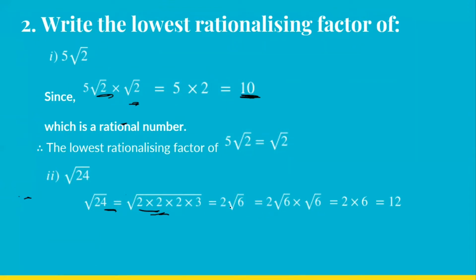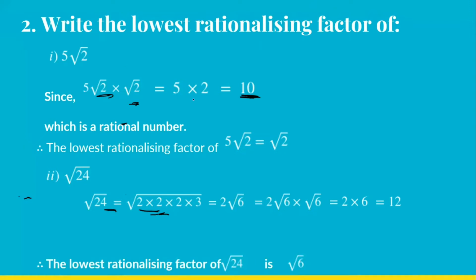Now to rationalize this, root 6 has to be multiplied by root 6. Only then this becomes a rational number. So root 6 into root 6 is 6, and 2 into 6 is 12, and 12 is a rational number. So thus the rationalizing factor of root 24 is root 6.